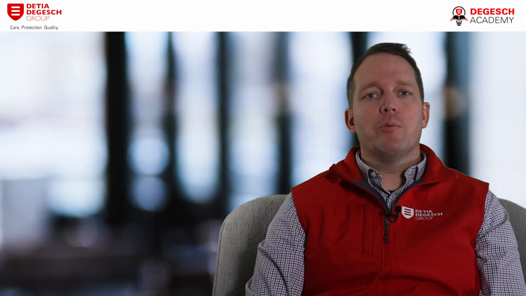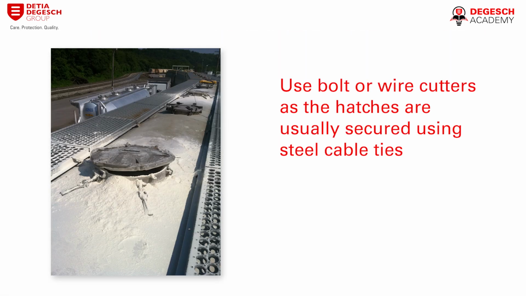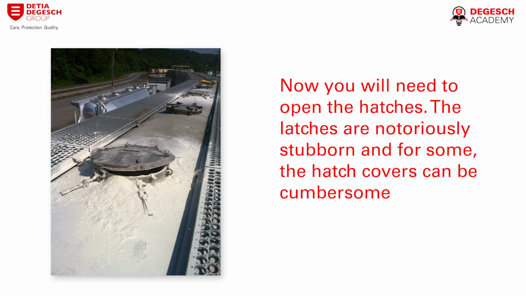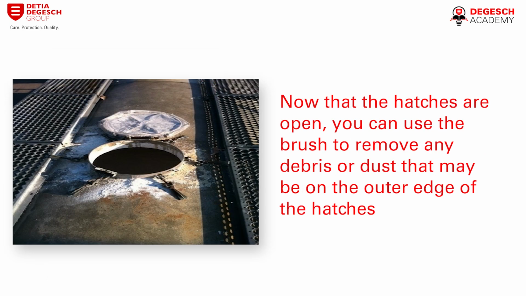But now that you're on top of the railcar, you'll need to gain access to the hatches. Use the bolt or wire cutters, as the hatches are usually secured using steel cable ties. Now you'll need to open the hatches. The latches are notoriously stubborn, and for some, the hatch covers can be cumbersome. So work in pairs or as a team, and never use an amount of force that may cause you to lose your balance. And now the hatches are open.